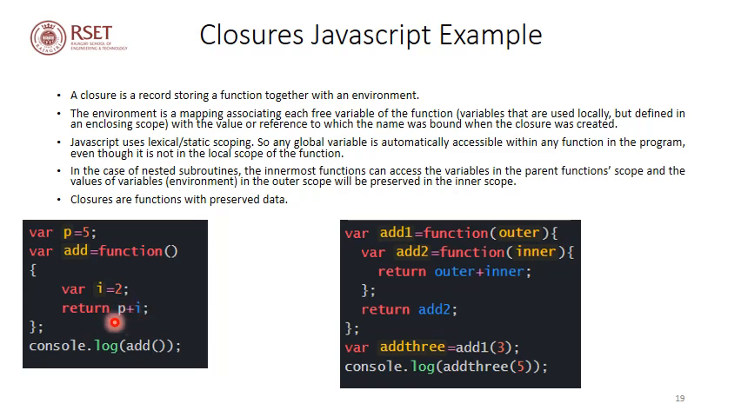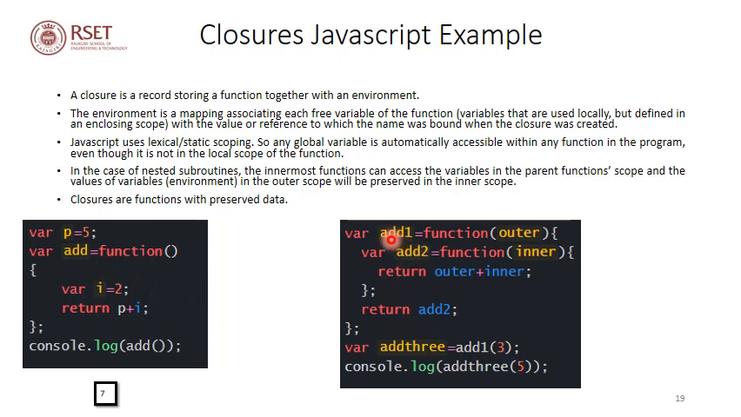Notice that p is not a local variable. However, the value of p is preserved within the function, and if you do console.log of add, this function gets called, and the most recent value of p when this function is being called will be taken up to evaluate this expression, and in this case it returns 5 plus 2, which is 7. So this is a simple example of a closure. These are functions with preserved data.